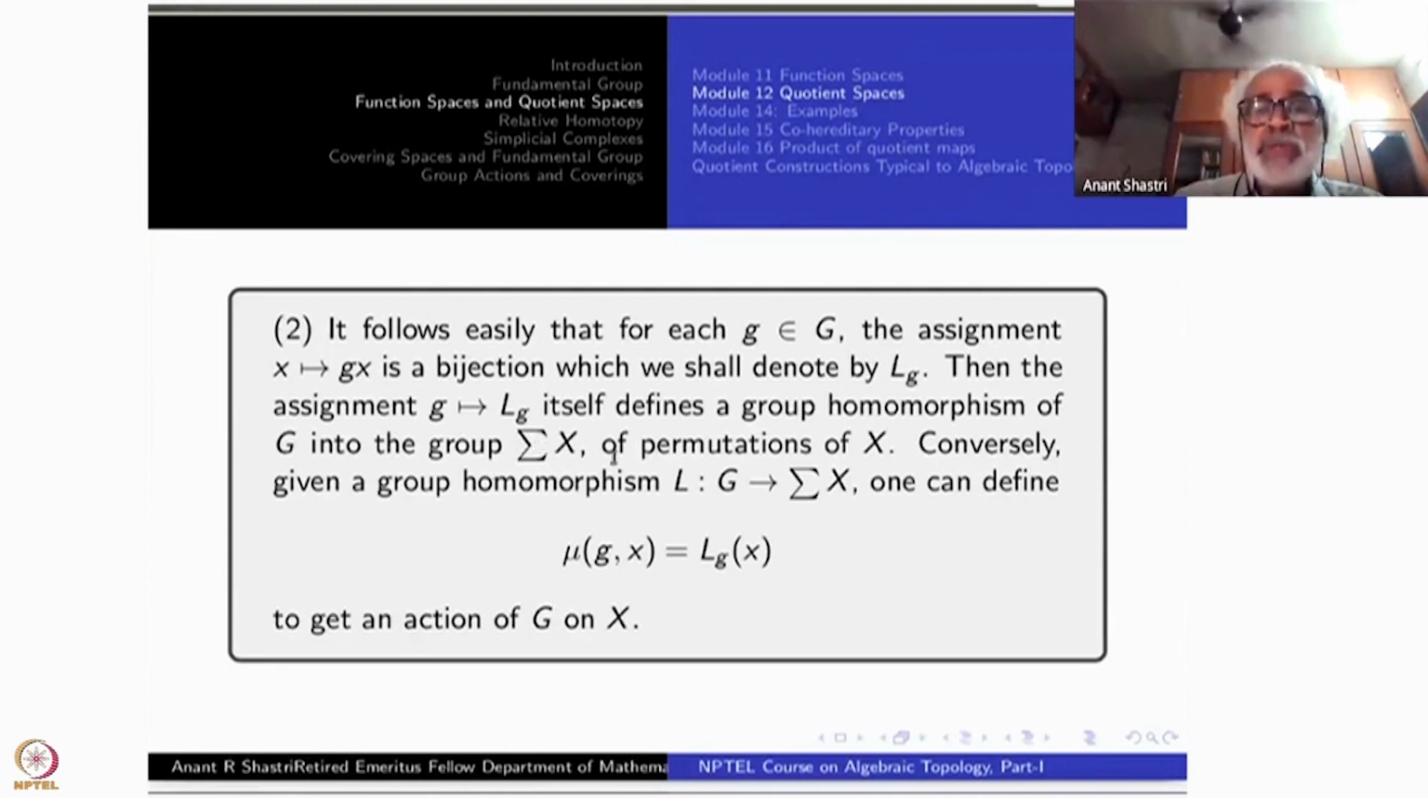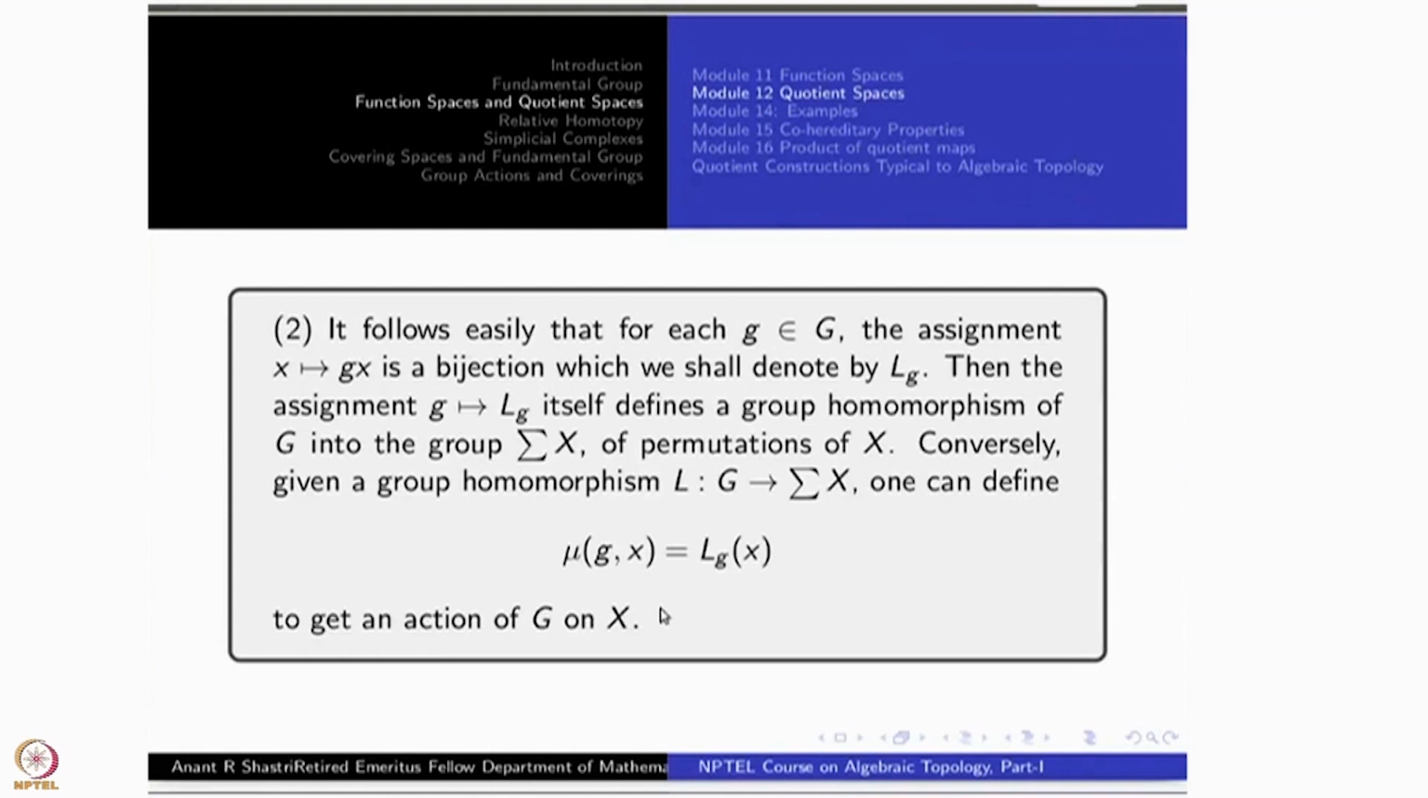Conversely, suppose you have such a group homomorphism, say call it capital L. Then you can define mu of (g, x) as L_g of x, meaning L_g operating upon x. Then this will become a left action. And if you again take L_g of this one, it will be L_g, the same L. So there is a one-to-one correspondence between actions and group homomorphisms from G into the permutation group of X.